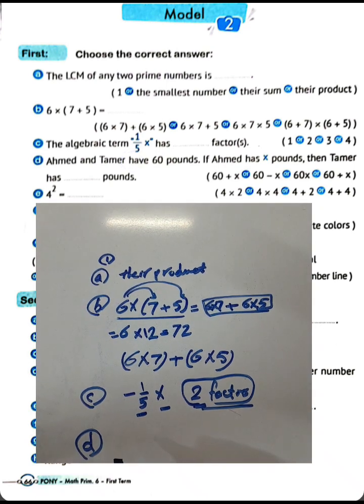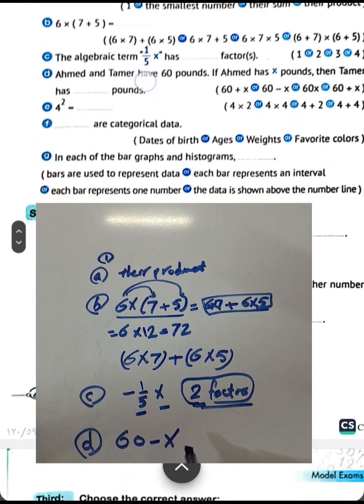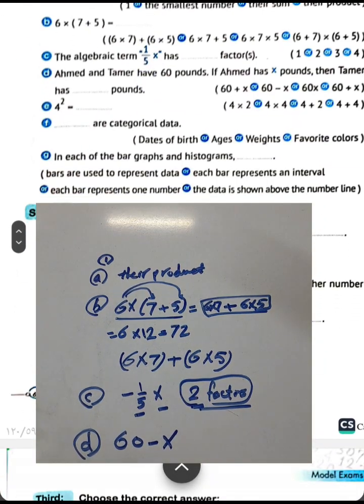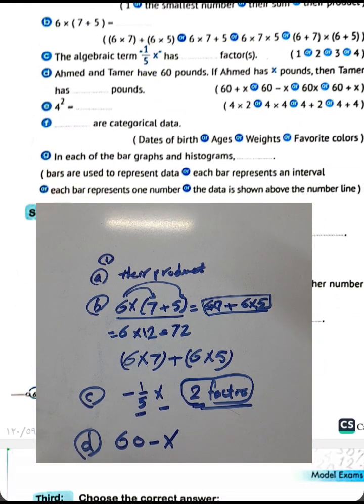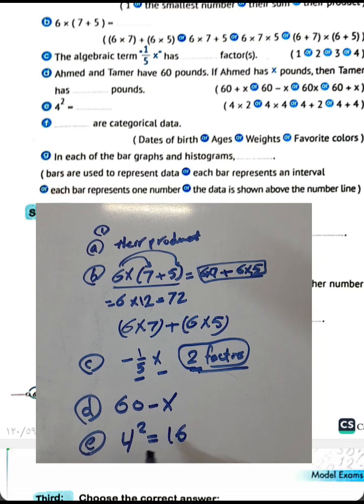Question letter D. Ahmed and Tamer have 60 pounds. If Ahmed has x pounds, then Tamer has the remainder: from the total 60, subtract x. X refers to the pounds with Ahmed. Question letter E. 4 power 2 means 4 multiplied by itself. 4 by 4 equals 16.